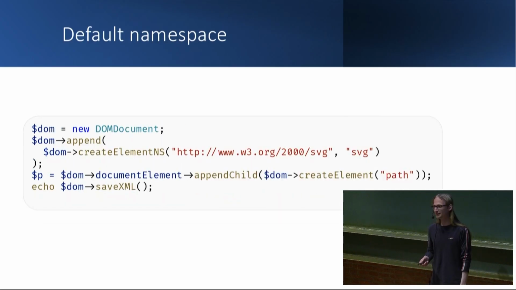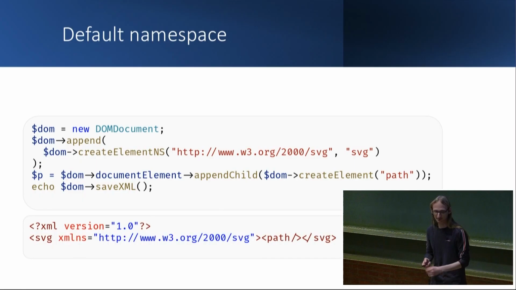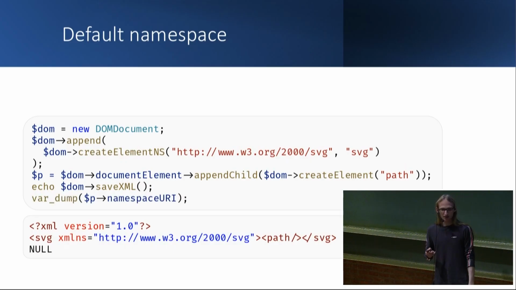Default namespace. So basically I create some SVG element here, and I add a path element as a child, and then you get something like this. So this looks reasonable, except for the fact that the path element just had createElement. It's not createElementNS in a particular namespace. If you dump out the namespace of the path, you get the null namespace back, which is right because it was not created in a specific namespace.